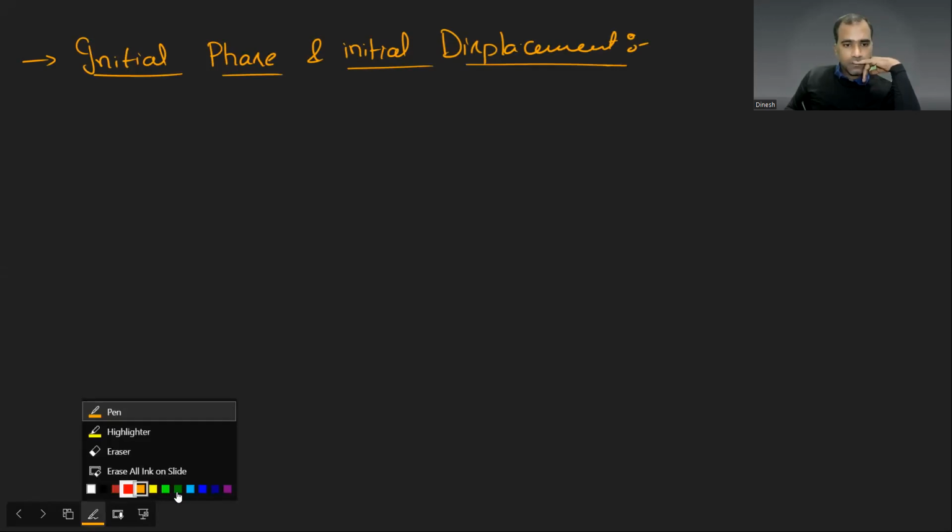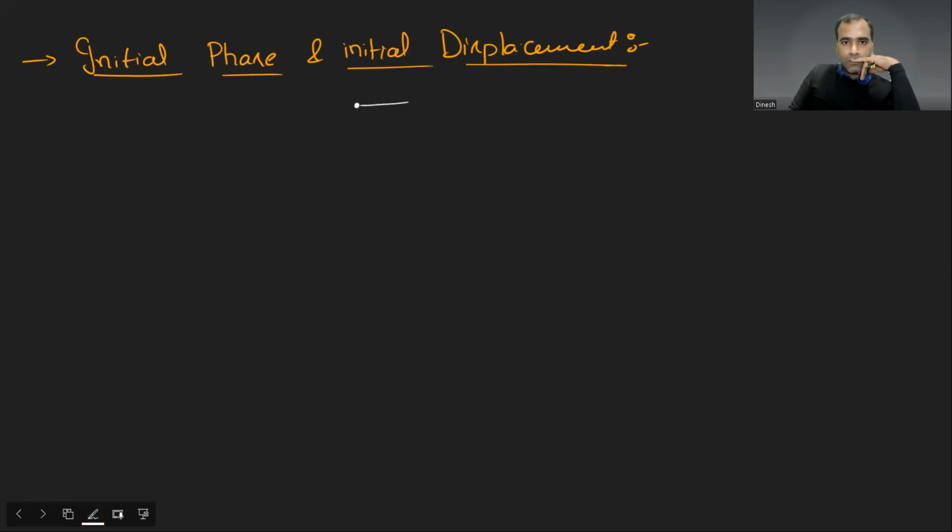Understand this carefully. This is the equilibrium position, and this is the path that the object which is in SHM takes. This is x equal to plus a by 2, and this is minus a by 2. So SHM happens between these 2 points, minus a by 2 and plus a by 2.